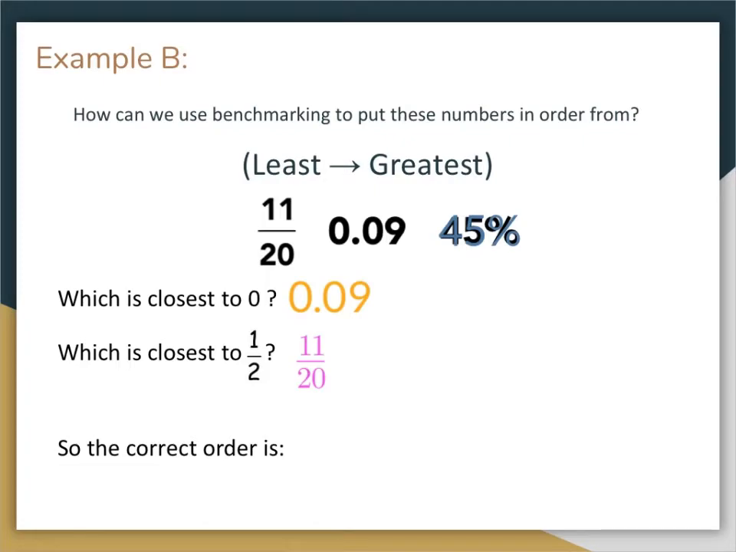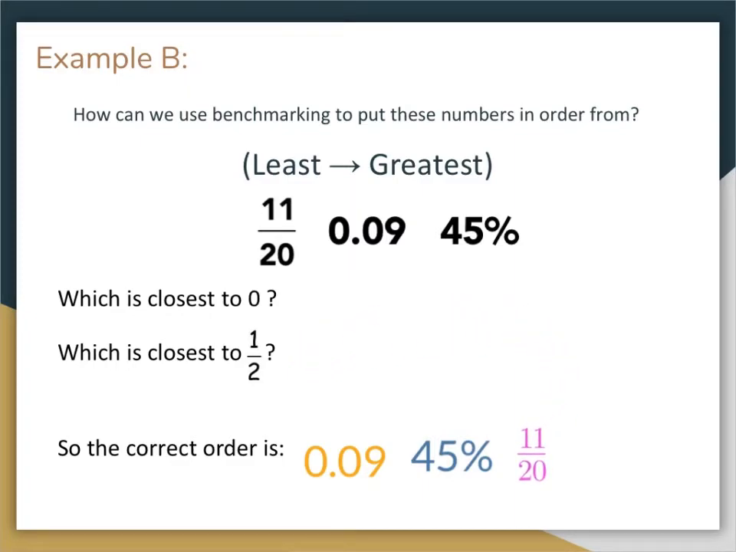So what is the correct order based on this? I know 0.09 is the one closest to 0, so that one goes first. Then I've got 45% and 11/20ths. I know 11/20ths is a little more than half, and 45% is a little less than half. So the one that's a little less than half is going to be next. And the only one I have left, the one that's a little more than half, 11/20ths, is going to be last. So again, I was able to put them in correct order from least to greatest, and I didn't have to do any long division.